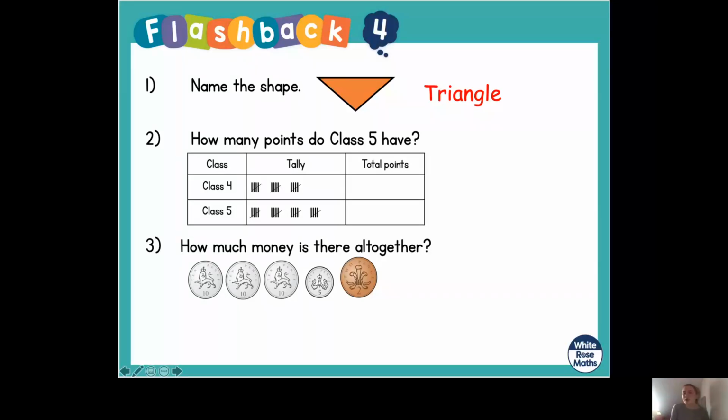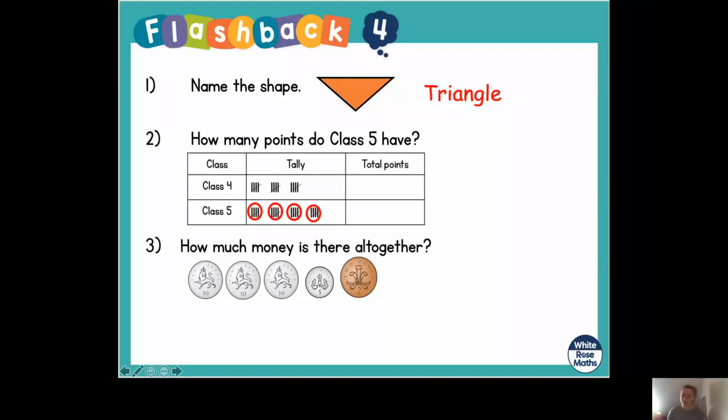Okay, number 2, how many points do class 5 have? Well, if we look at the tally for class 5, we can see that all of the tallies have this diagonal line through the last 4 tally marks. Now, what does that represent? Yes, that represents the 5th item, or in this case, the 5th point. Now, all of our tallies have this diagonal line going through them. So therefore, we can count up in steps of 5. And we need to count up in steps of 5 4 times. Are you ready? Will you tell me when to stop?